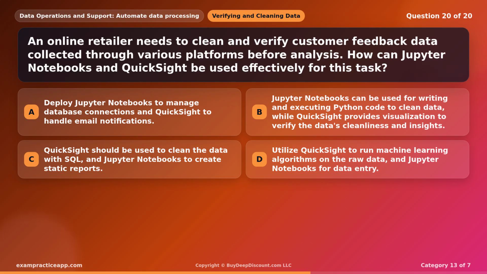Explanation. For cleaning and verifying customer feedback data, Jupyter Notebooks provide a flexible environment for data scientists to write, test, and execute Python code that can perform data cleaning tasks. After cleaning, Amazon QuickSight can be used to visualize and verify the data, ensuring its accuracy and readiness for further analysis such as sentiment analysis or trend identification.